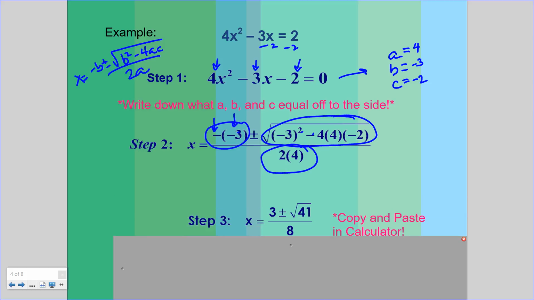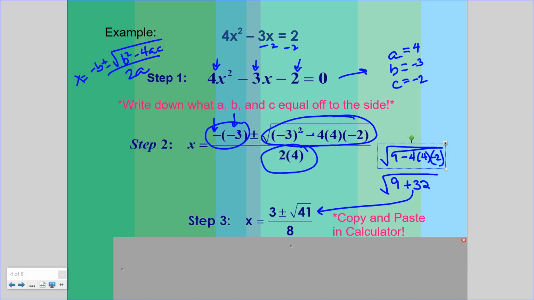So first we'll get negative b to be positive 3, plus or minus, well, here we've got negative 3 squared, which is 9, minus 4 times negative 2. Simplifying this, I've got 9, and then negative 4 times 4 is negative 16, times a negative 2 will be plus 32. So that's how we get this chunk to be a positive 41, and then 8.